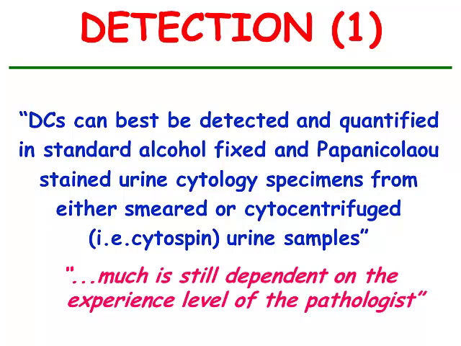Decoy cells can best be detected and quantified in standard alcohol-fixed and Papanicolaou-stained urine cytology specimens from either smeared or cytocentrifuge, cytospin urine samples. Much is still dependent on the experience level of the pathologist. This means that you have to collect the urine from your patient and send the urine to your cytopathologist. We have cytopathologists in our hospitals.